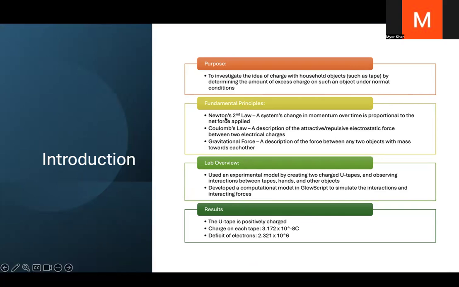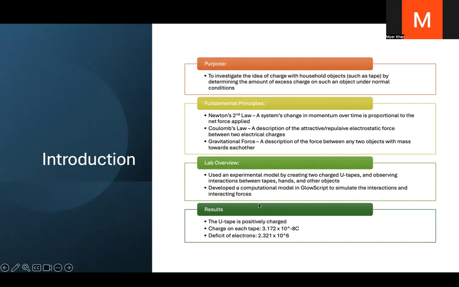Those principles included Newton's second law, observing a system's change in momentum over time as proportionate to the net force applied, Coulomb's law, which describes the attractive and repulsive electrostatic forces between two electrical charges, and gravitational force that describes the force between any two objects with mass.